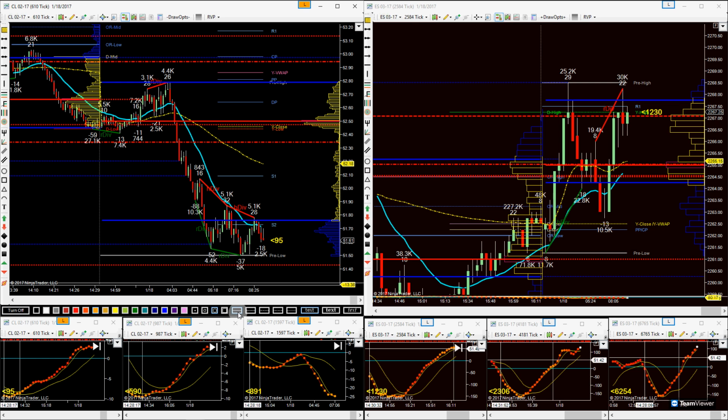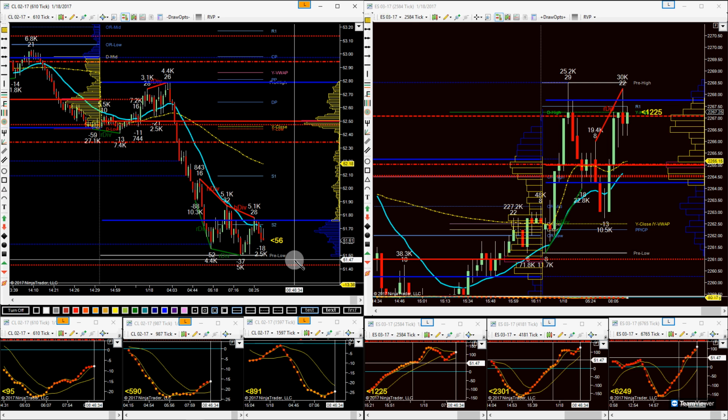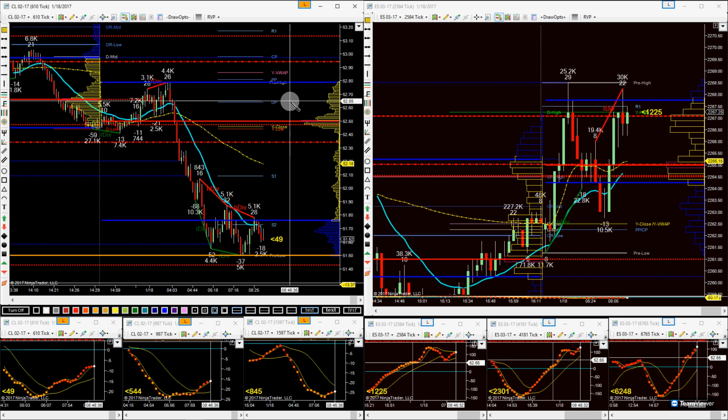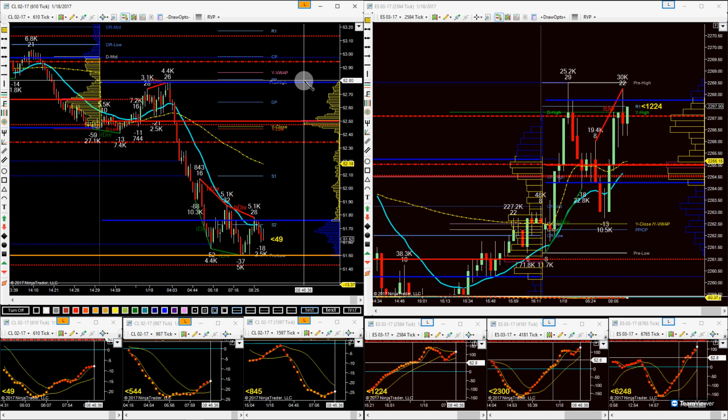Orange, solid horizontal lines, and they represent overnight low and overnight high. The reason we color coordinate is so that we can just focus on one chart.